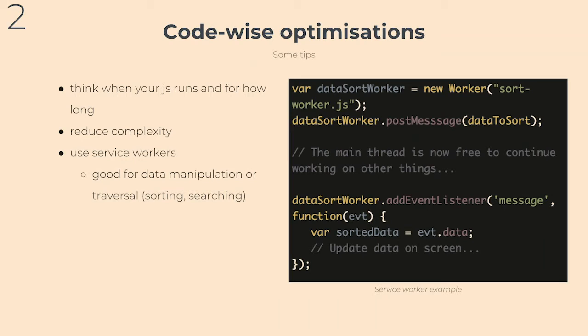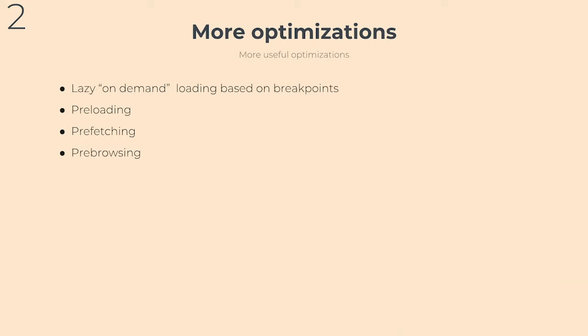What we can also do is lazy on-demand loading based on breakpoints. This is a really interesting blog post that I read a couple of days ago. So basically, when the user scrolls, we just load what needs to be visible in the current viewport. And when, for example, we want to load JavaScript just when the user comes to the footer, we don't do that on page load, but when the user scrolls down to the bottom of the page. So that's a really interesting technique.